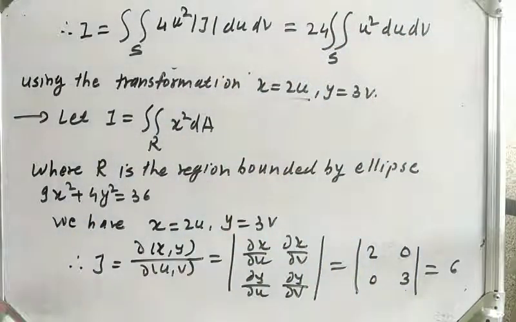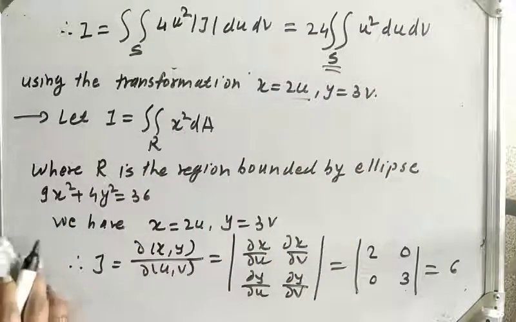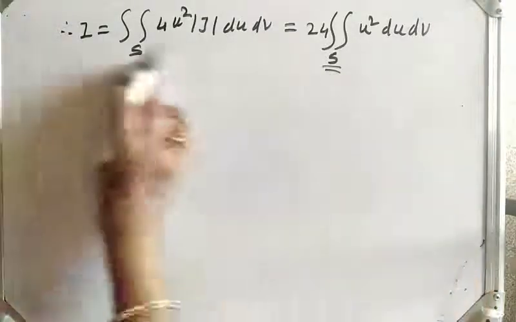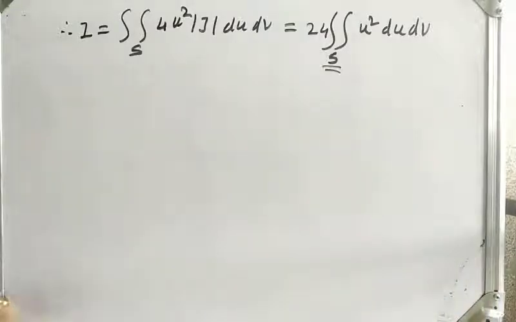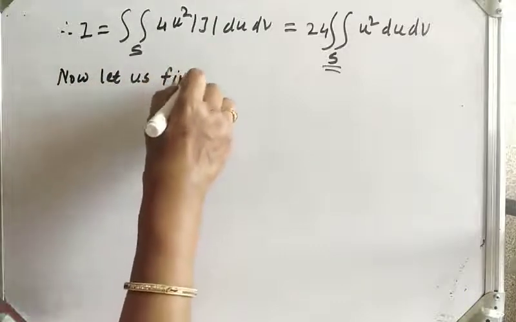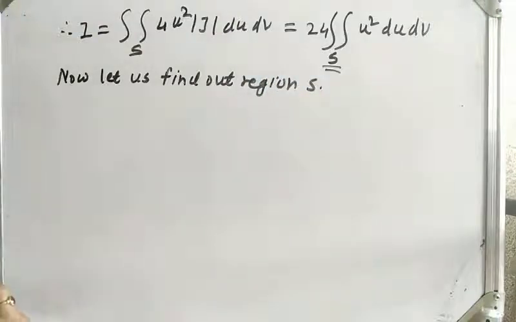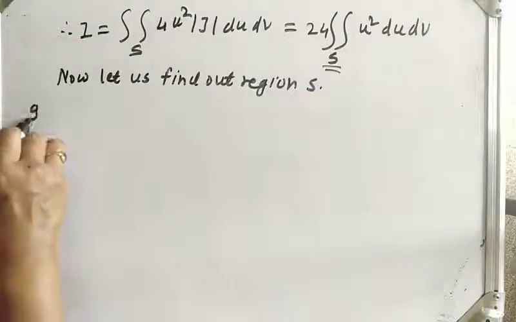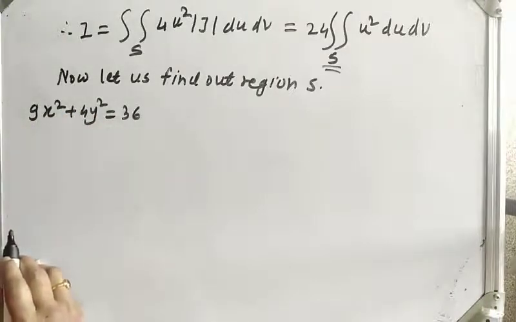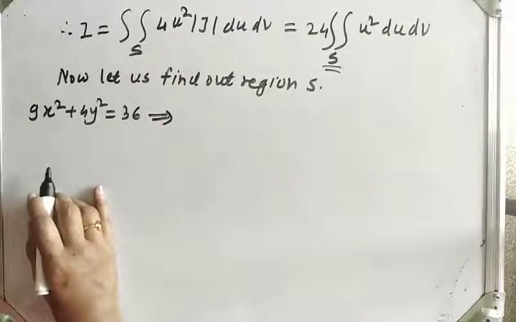Now let us find out region S. So how will we find region S? We can find it by using the given equation of the ellipse. Now what is given to us? The equation of the ellipse is 9x square plus 4y square is equal to 36. Again we are given the transformation, x is equal to 2u, y is equal to 3v.